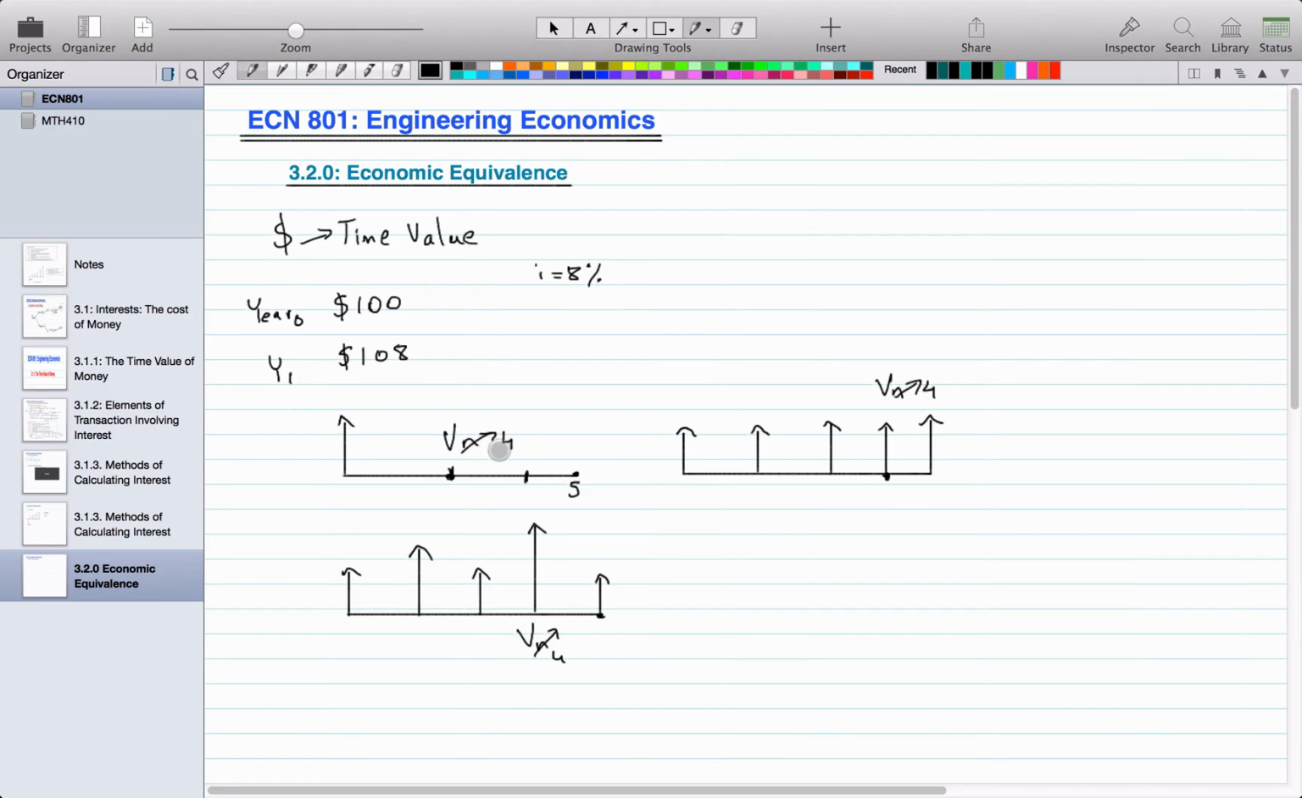Now because we have a value at this particular point, we can compare the values and pick the one that's the highest, because we want the most money. So that's what economic equivalence is. You have a set of cash flows or alternative cash flows, and it helps to determine which one you want.